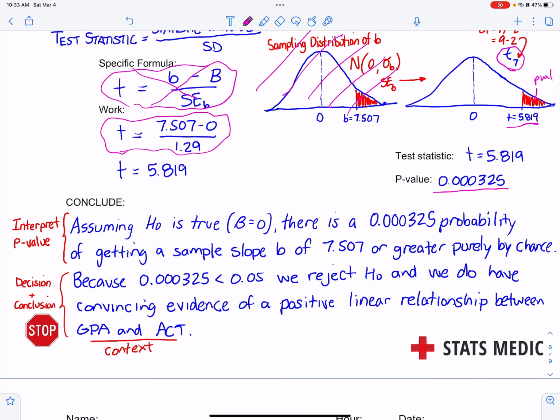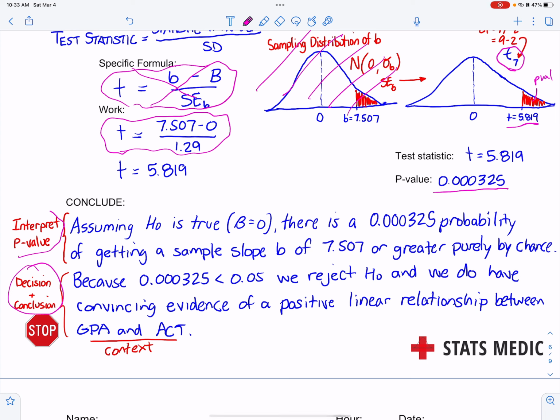Finally, to interpret, so let's go to the decision and conclusion first. Because p is less than 0.05, we reject H0. We do not have convincing evidence of a positive linear relationship between GPA and ACT. Make sure you use context, otherwise you won't get full credit.